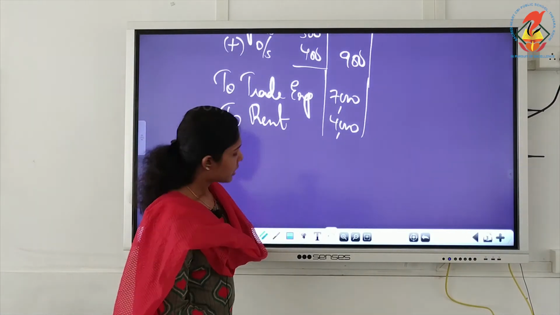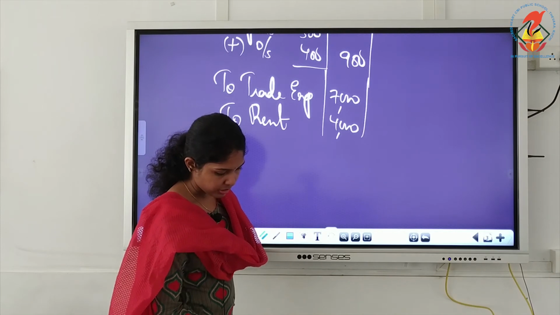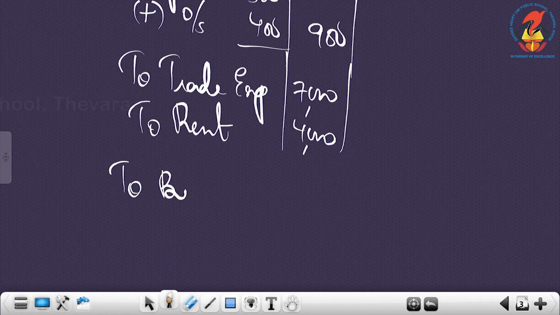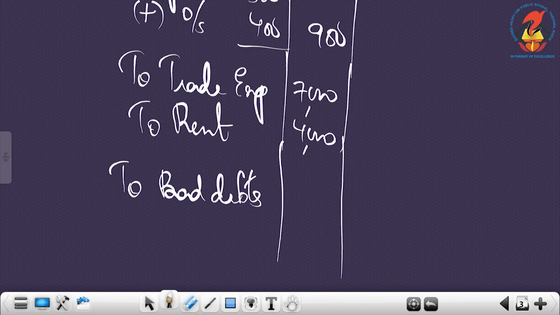Then to rent. The next one is we have bad debts. So bad debts not having any adjustment. So directly you can write it in the outer column, and this is existing bad debts. Don't write it in the balance sheet and all. Once only you need to write this. Existing bad debts, it's a loss. It will be debited in P&L. Carriage, fuel and power, all those we recorded in trading.